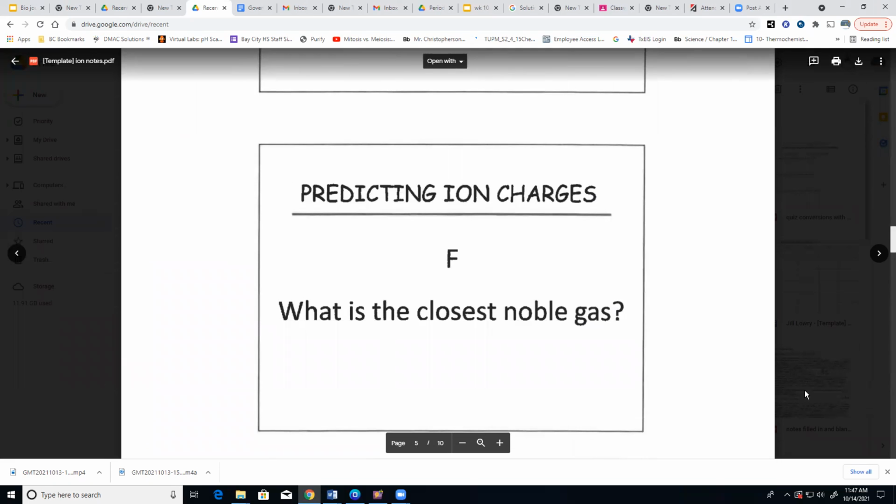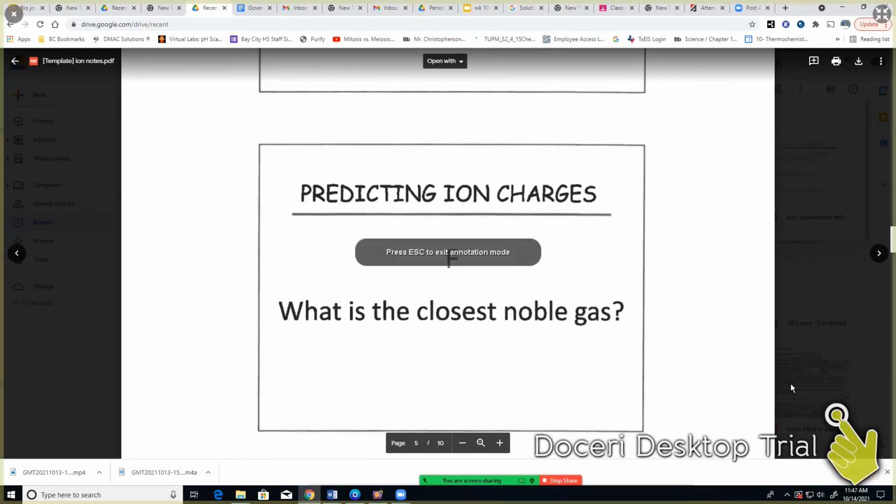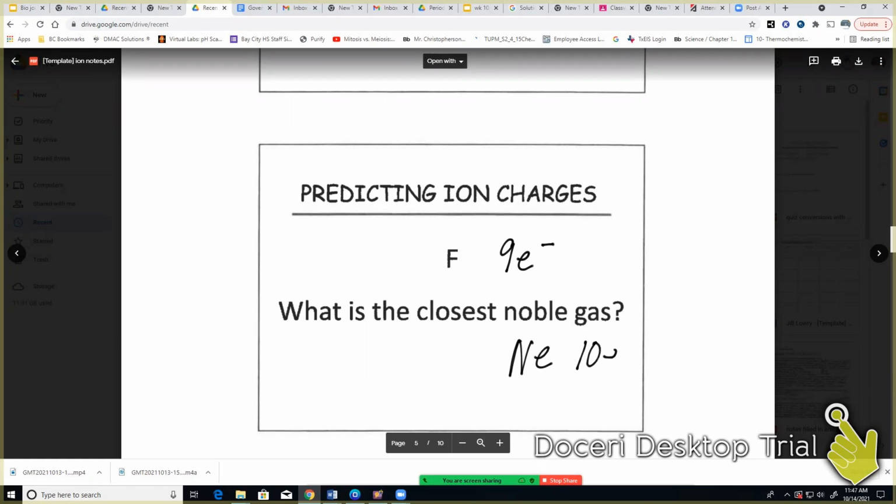So now let's do one with the non-metal. All right, non-metal. So fluorine, what is its closest noble gas? Neon also. So fluorine has 9 protons, so it has 9 electrons. We already said that neon has 10 electrons. So what does fluorine have to do to become like a noble gas? It needs to gain 1 instead of losing. So it goes from 9 electrons to 10 electrons, and now it would have a -1 charge because it gained 1 electron.